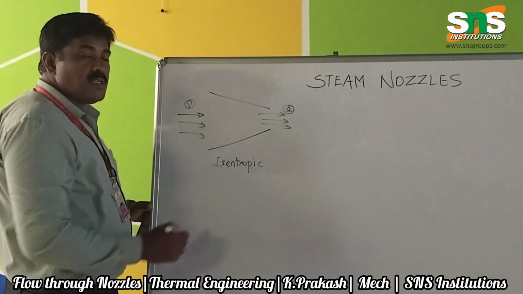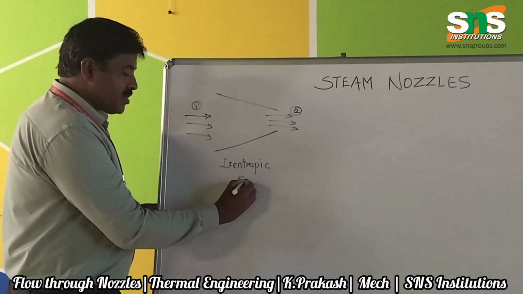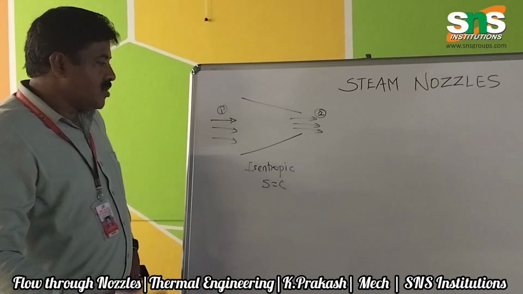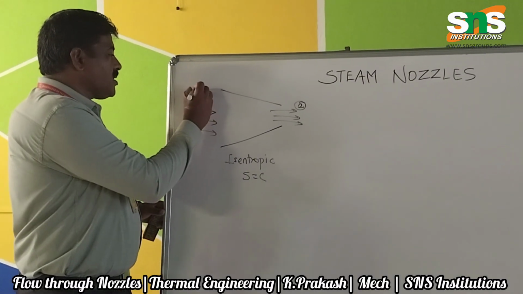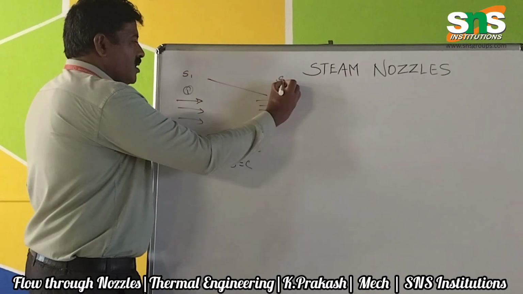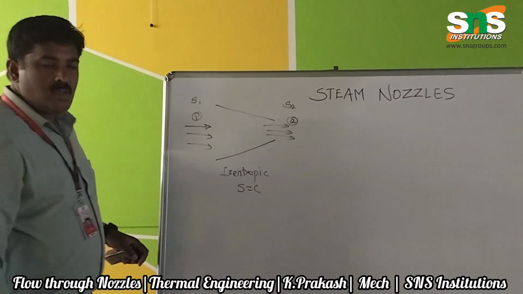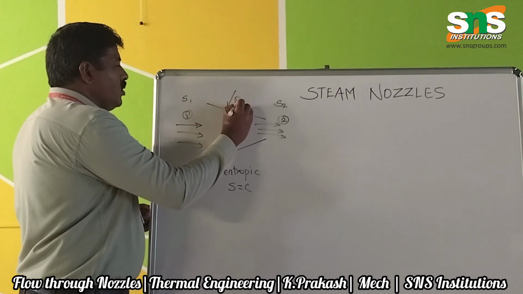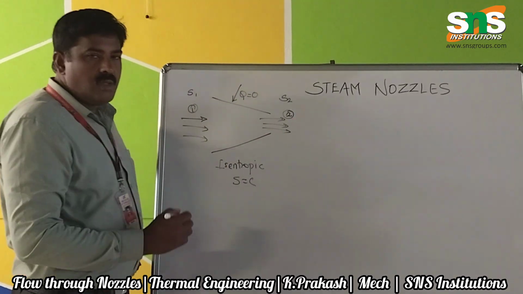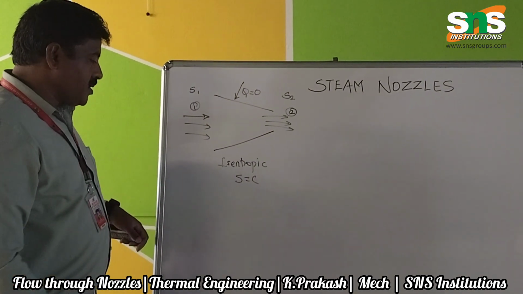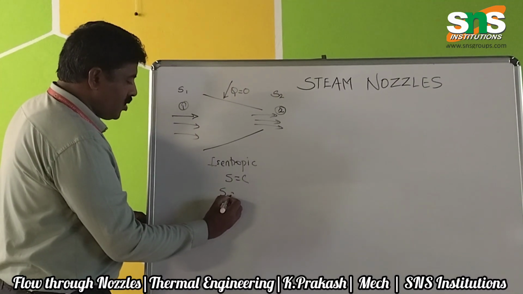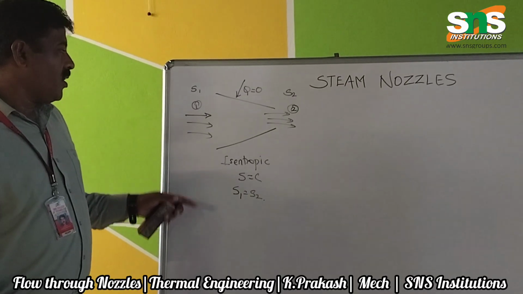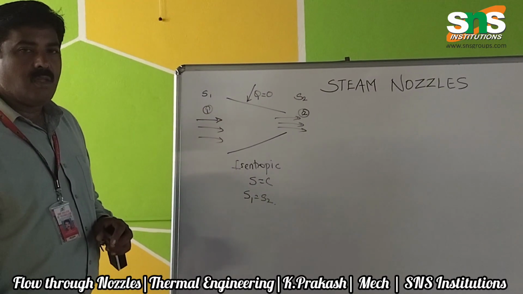So if the flow through the nozzle is isentropic, entropy is constant. S is equal to constant. If you take the entropy at the inlet, it is taken as S1 and it is S2 at the exit. When the flow is isentropic, there is no heat transfer, Q is 0 into this system. So based on this, S1 is equal to S2. This is the condition for the flow through the steam nozzles.